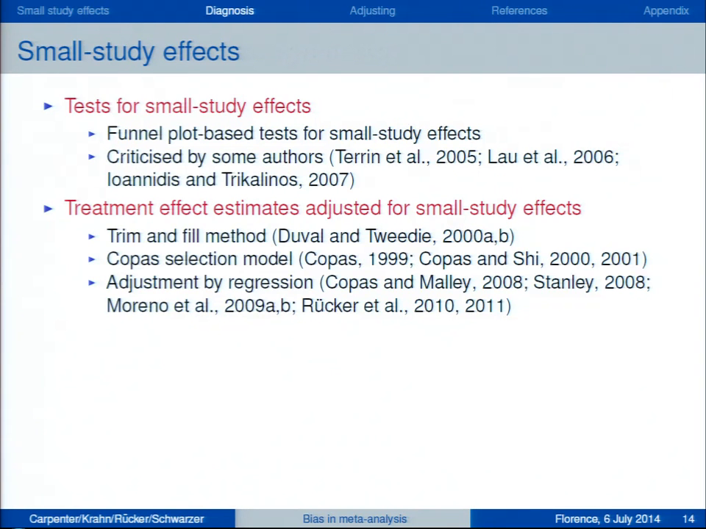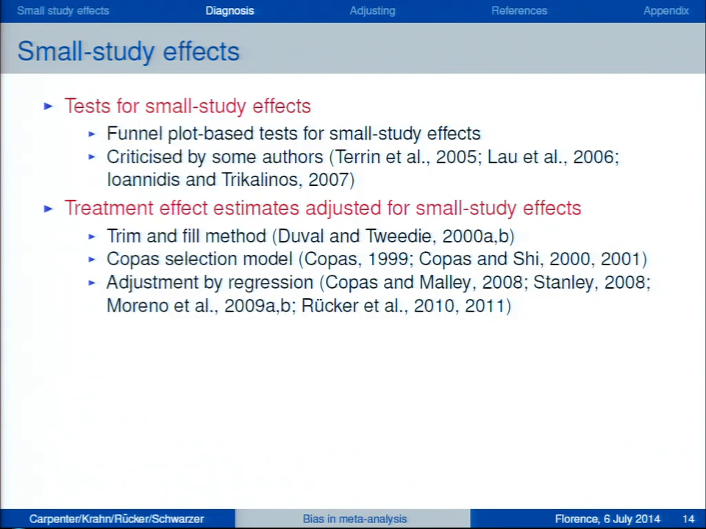Yeah, we want to adjust for the bias, and there are some adjusting methods proposed in the literature. One of the oldest is the so-called trim and fill method, and I will say some words about this, and it's also in the practical. Another method is the so-called Copas selection model, proposed by John Copas in a couple of papers, which is more principled than the trim and fill method, but also more advanced and more difficult to conduct.